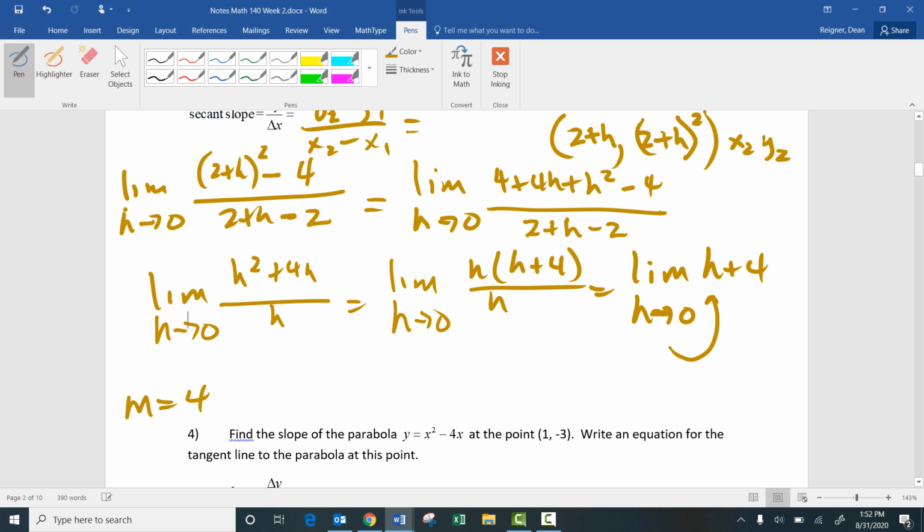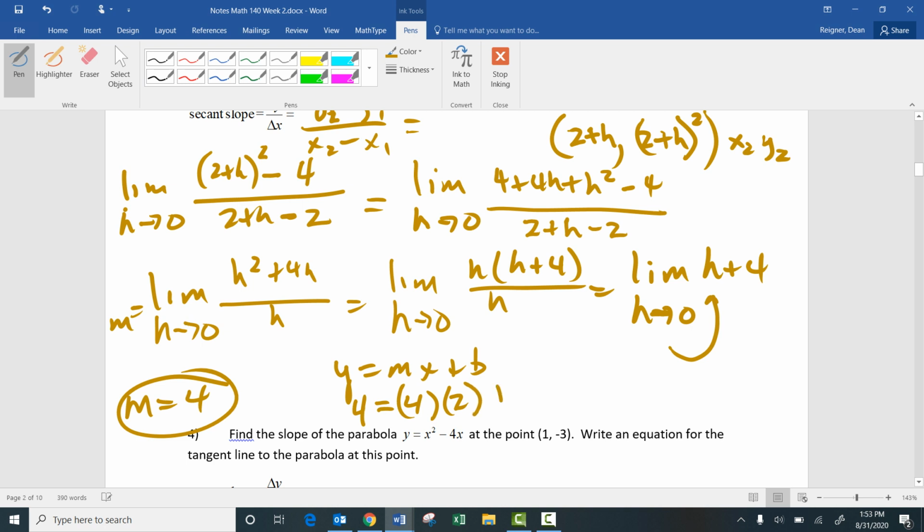So our slope, all of these things meant slope. Our slope is 4 because we plugged in h goes to 0. So our slope is 4. The only other thing you have to do then to figure out the tangent line, we got the slope, is you have to figure out your b. So what you're going to do then is you just write y equals mx plus b. Our y guy was 4 from above. Our slope is 4. Our x guy is 2 plus b. Simplify that. So b is negative 4.